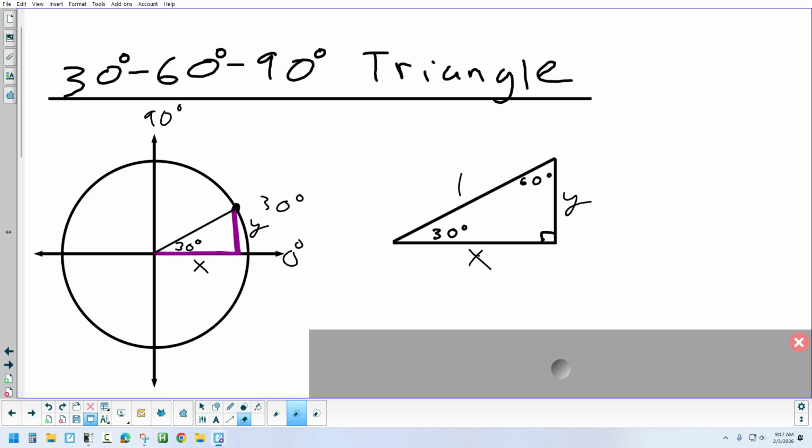Anybody know how you could figure out the x or the y without using Pythagorean theorem? There's some rule for 30, 60, 90. There is a rule for 30, 60, 90, and if you know the rule, we could use it. Anybody know the rule? All right, so we can't use the rule then. So we've got to come up with some other way.